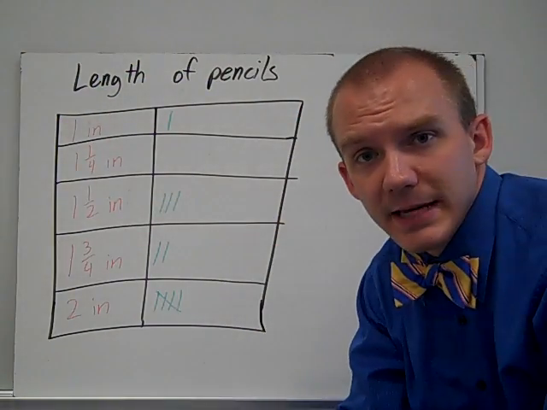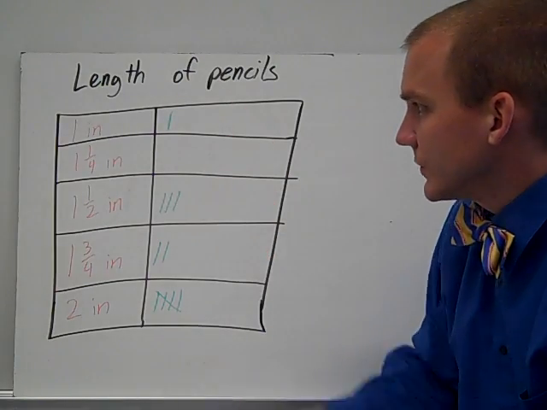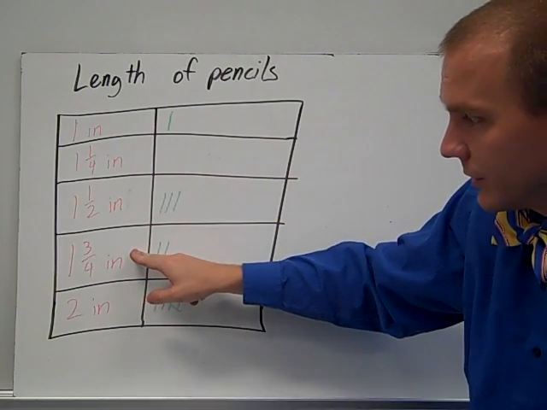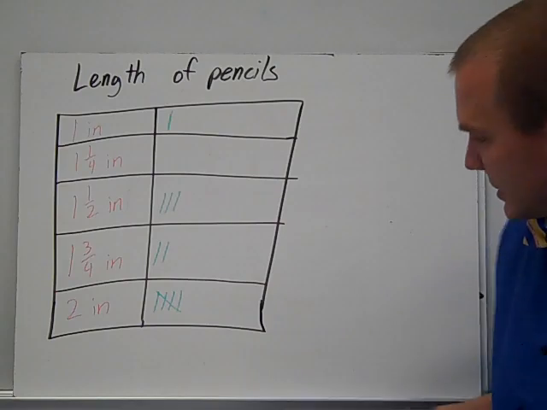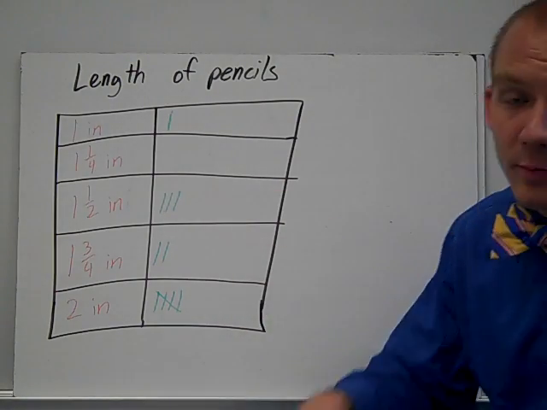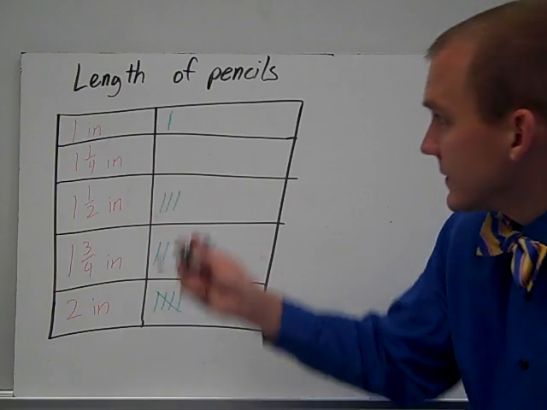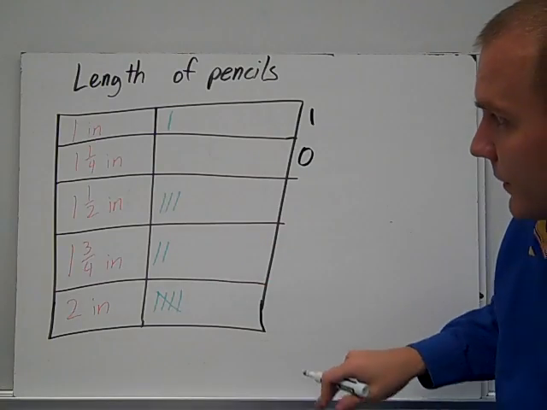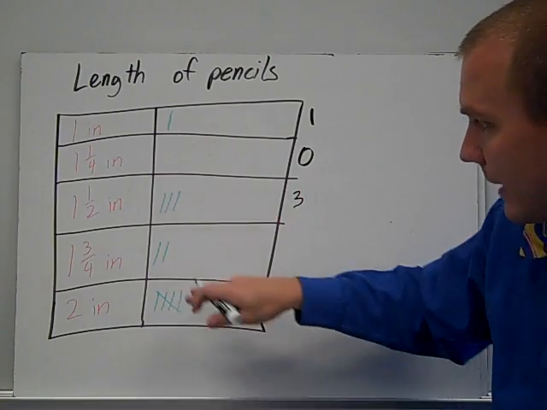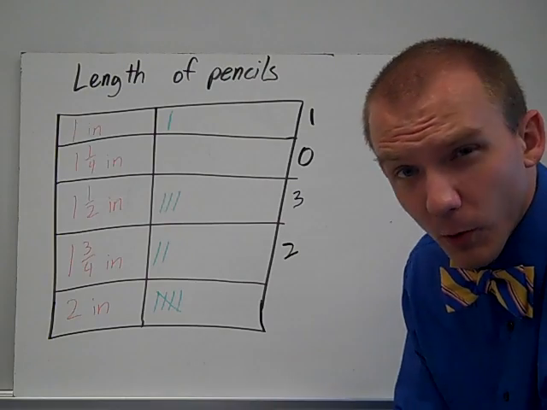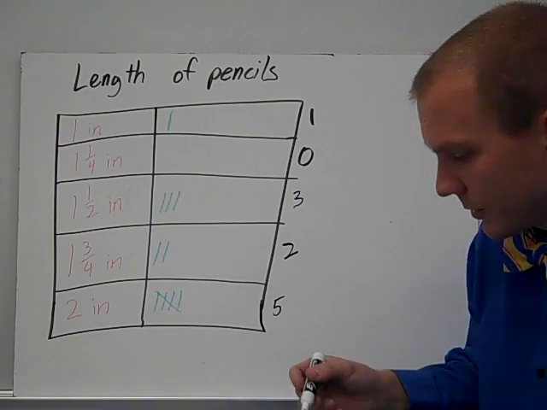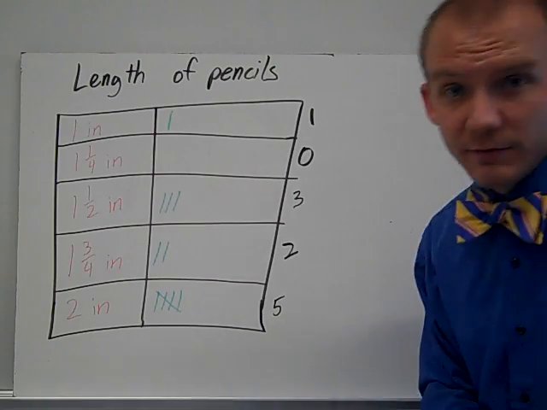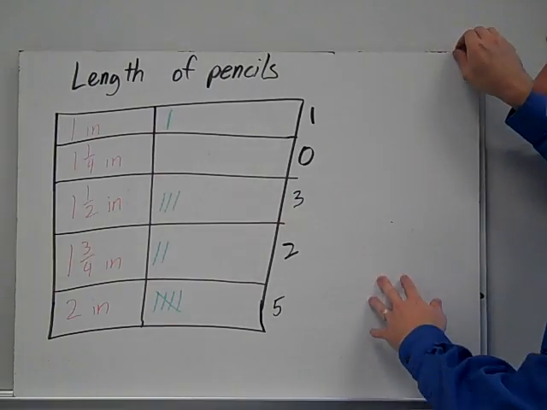First, you start off with some data. Length of pencils. You have 1 inch, 1 1/4 inch, 1 1/2 inches, 1 3/4 inches, and 2 inches. And over here, just tallies that show me how many pencils I had that measured those lengths. So I had 1 pencil that was 1 inch long. I had 0 pencils that were 1 1/4 inch. I had 3 that were 1 1/2, 2 that were 1 3/4, and 5 that were 2 inches. Now these numbers, you're going to want to write these down and rewind the video in a minute, and you're going to use these to create a line plot.